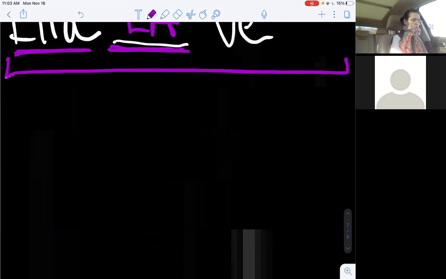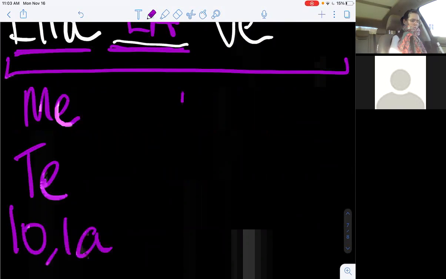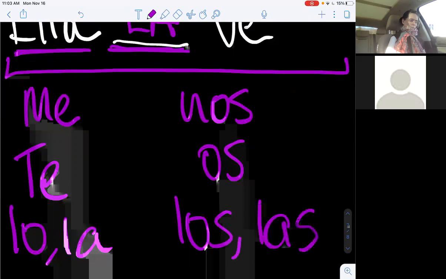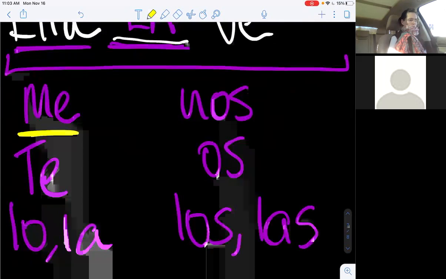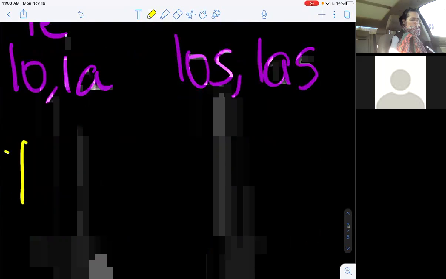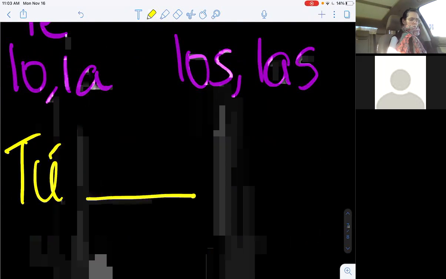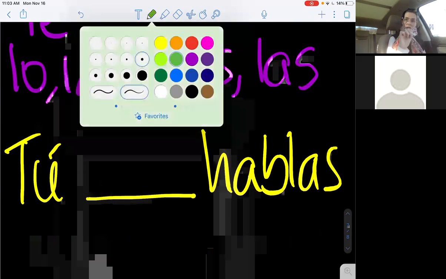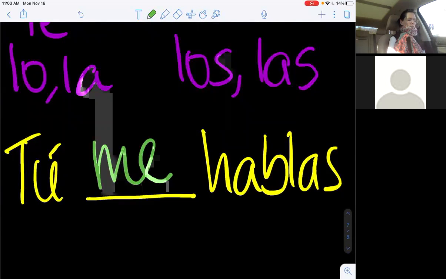So now let's put them here. These are the direct object pronouns, the ones that go at the second part of the sentence, right? So let's start, for example, with me. Tú, let's say, hablas, okay? You talk to me. Then, to me, me. Actually, that's not a very good example, but that's okay.